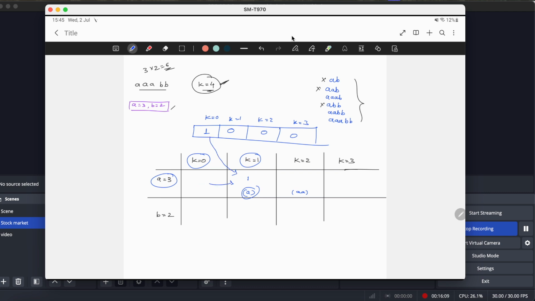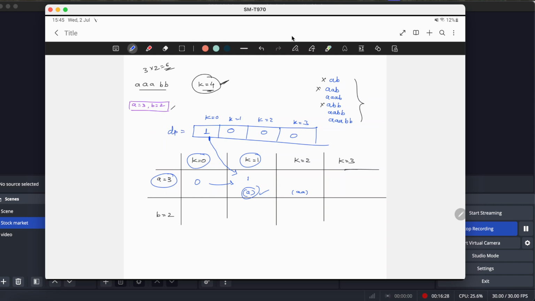So initially this value is 0, because when k equals 0, I cannot consider any character at that point in time. When k equals 1, yes, I have this a as a character, a possible answer, and I can simply consider it. So to get this answer, I can create another array, which we can name the dp array.